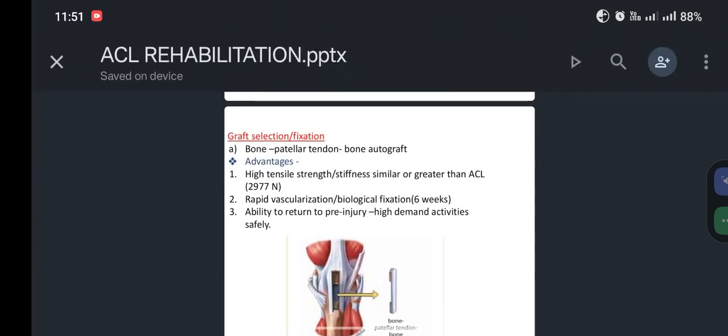So there are some disadvantages of bone patellar tendon bone autograft. That is, it may cause persistent anterior knee pain in the patient. The patient may complain of pain during kneeling after bone patellar tendon bone autograft, or extensor mechanism and patellofemoral dysfunction may be present. Long-term quadriceps muscle weakness may be present. Patellar fracture during the graft harvest may also be a complication of bone patellar tendon bone autograft.